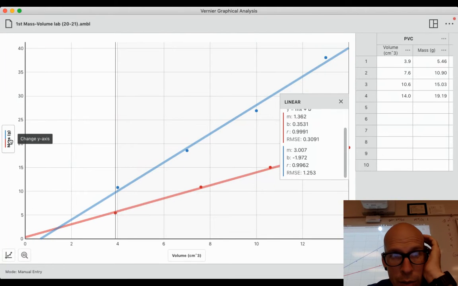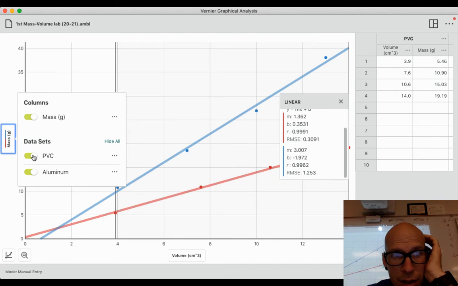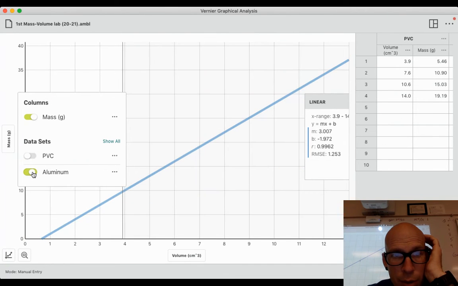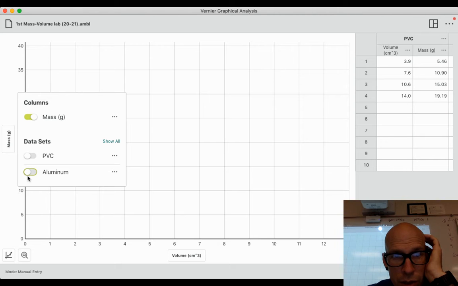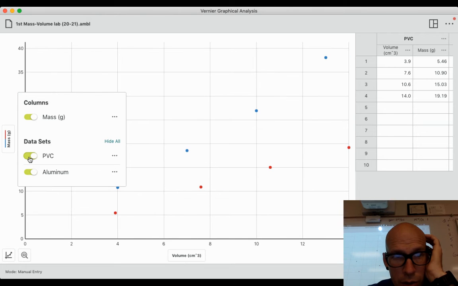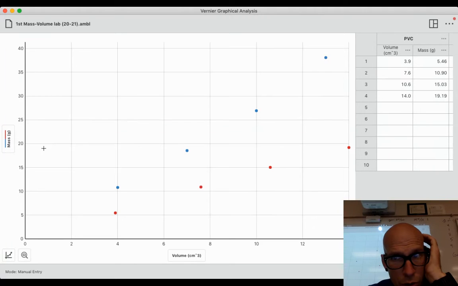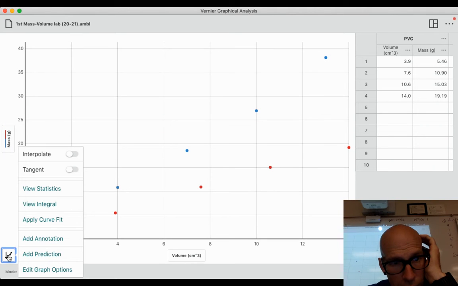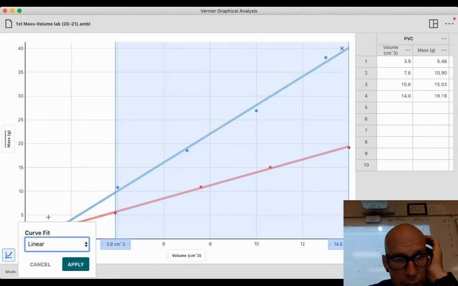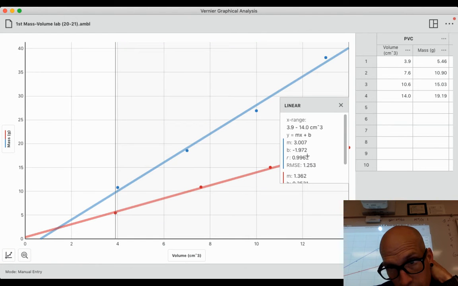And then the other thing we did is taking the mass here and making sure that you have both of these clicked on. If neither of these is clicked on, then you will see no data in here. As you click one on, you'll see a data set, and as you click another one on, you'll see a data set. Of course, because I did that, I lost my best fit, so both of those have to be toggled on. Then I go back down here and apply curve fit, and it will suggest linear, and I will say yes. And so we have it like this.